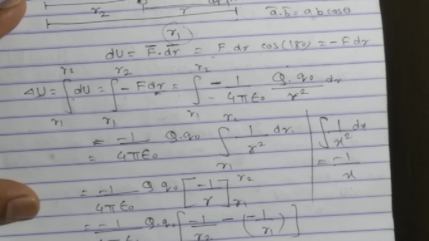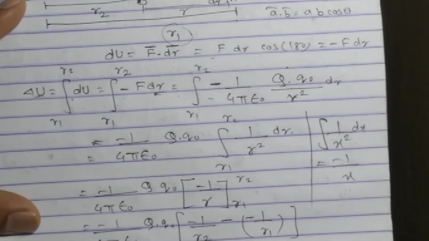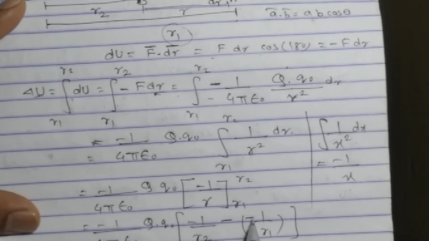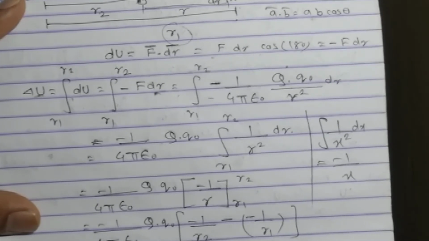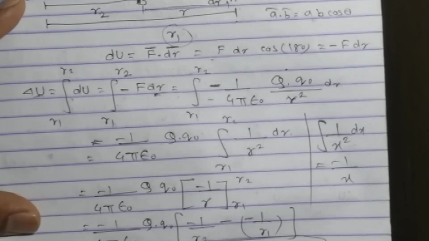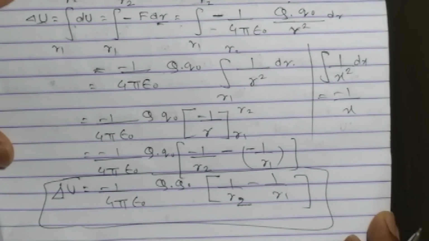So what's the final formula? 1 upon 4 pi epsilon naught q into q naught, and if I shift the minus sign inside, minus minus becomes plus and again becomes minus: 1 upon r2 minus 1 upon r1 remains as it is. This is the change in potential energy. Hope you understood the derivation, students. Simple mathematics is there.